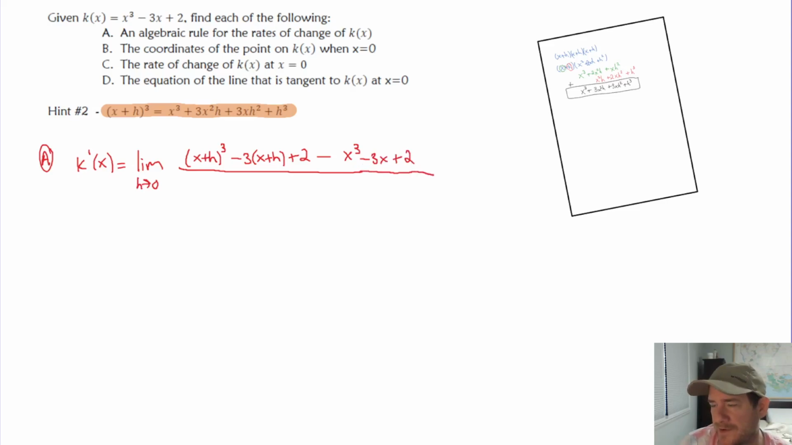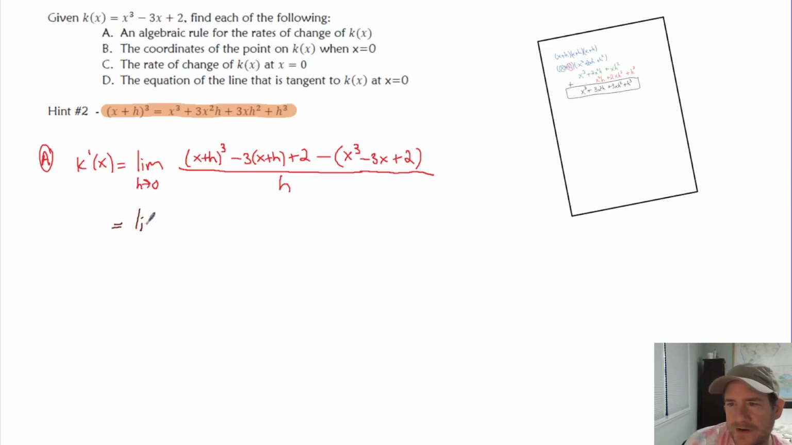And again, I think a big place where people might make a mistake is just forgetting to put parentheses on this. Remember, we're subtracting the whole thing. We're subtracting all three terms. So put parentheses around that to remind yourself to distribute. Then in the denominator, you just have an h.